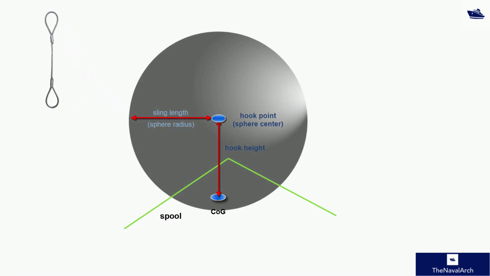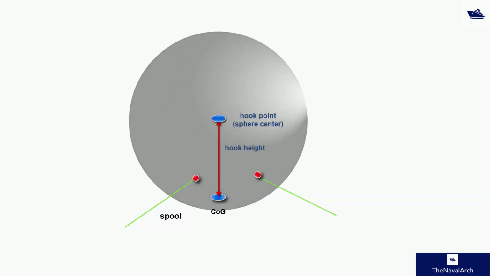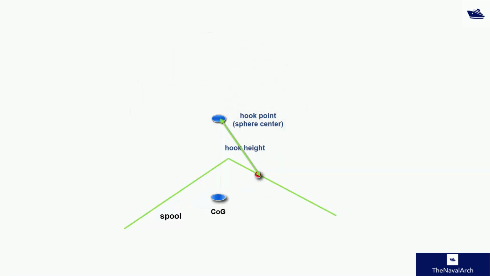So the sphere surface represents all the possible points that the end of a sling can assume if it's extended from the hook point to anywhere else, including the intersection points with the spool piece. Now, the program's job is to find the intersection point between the sphere and the spool piece, which represents the pickup point, and this is done by solving simultaneous nonlinear equations. So this is basically the idea, and let's now go to the program to talk about how we can do that.